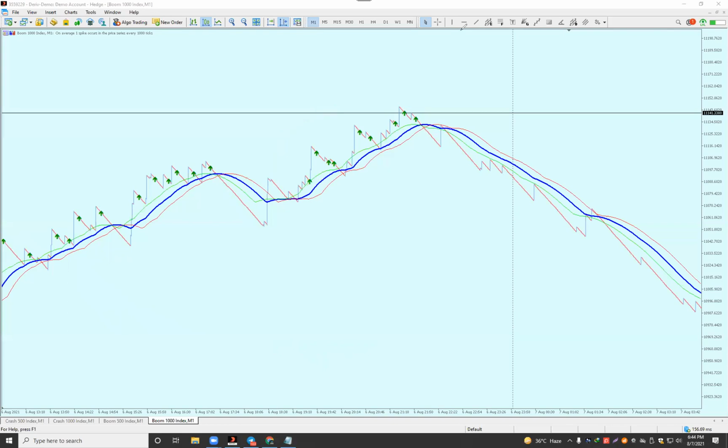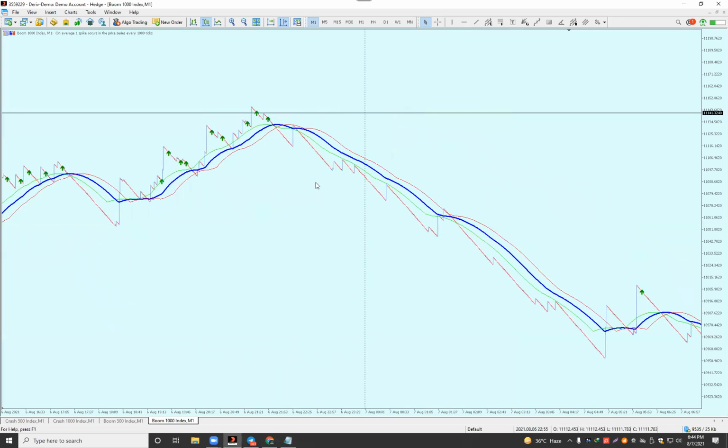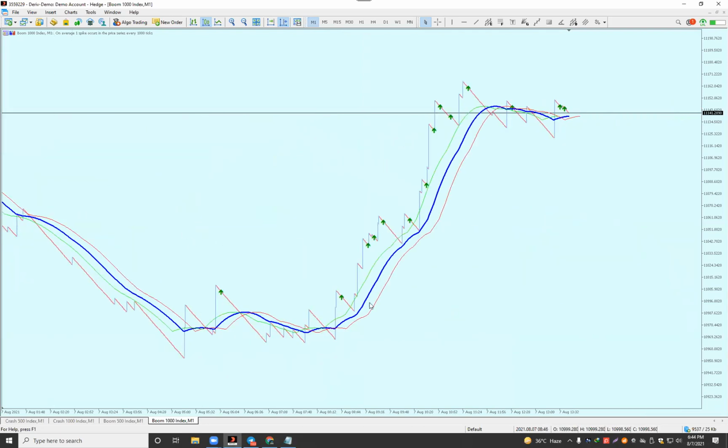So this is your best filter for trading the spike catcher, the alligator. On any pair, you can trade this one.